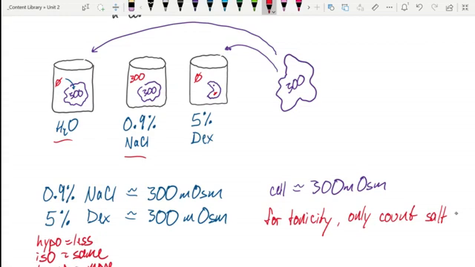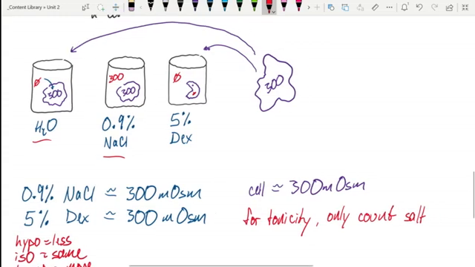Because now buildup of sugar in the blood, because it can't get into cells, will certainly affect this. But under normal conditions, as blood sugar goes up, insulin is released, lets that blood sugar into cells, blood sugar is maintained. And so that's why we don't count sugar for tonicity in a biological setting.